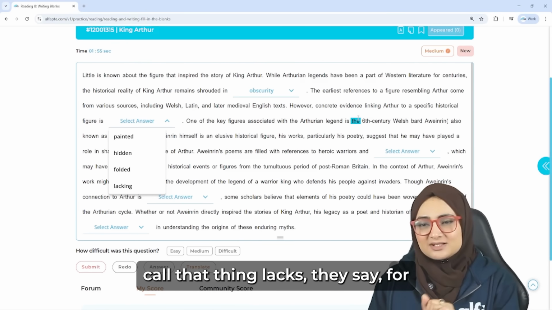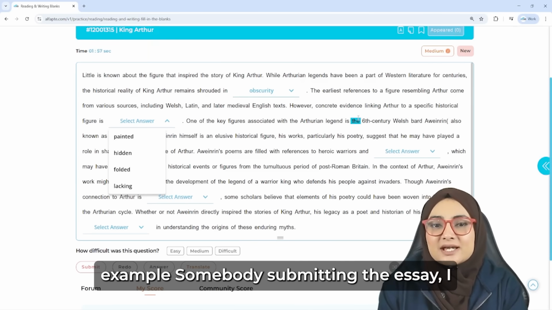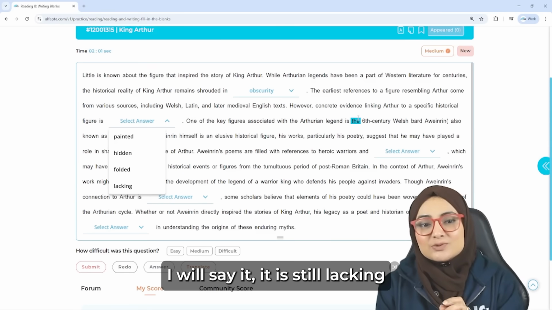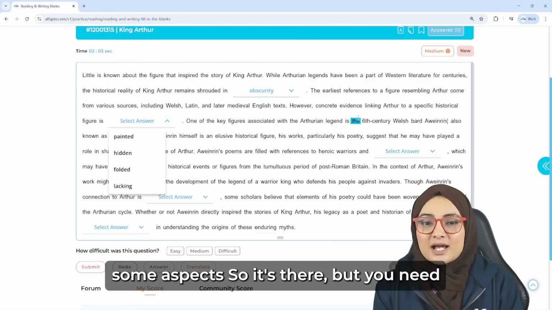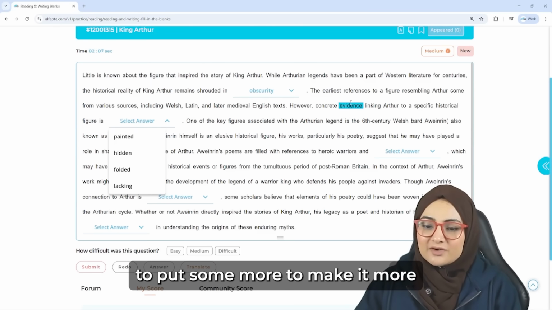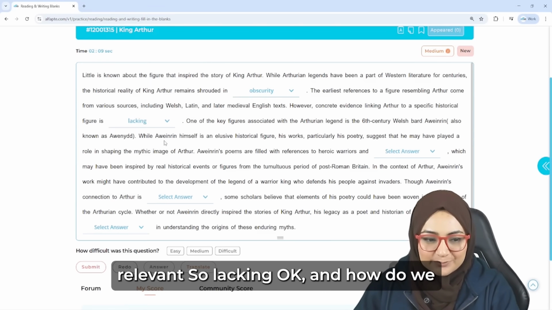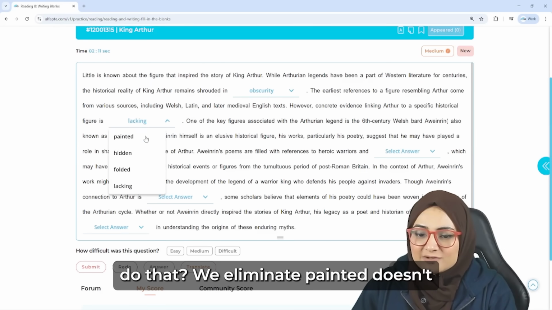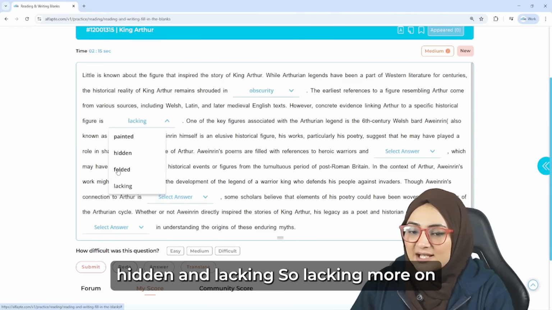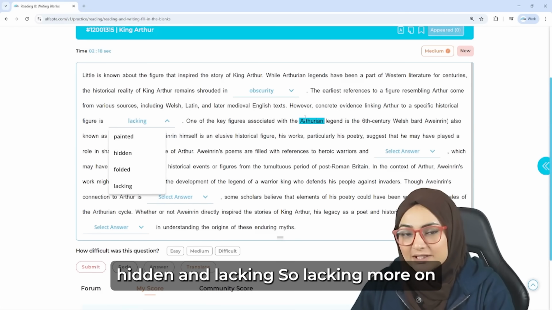Lacks. They say, for example, somebody is submitting the essay. I will not say that it has no content, I will say it is still lacking some aspect. So it's there but you need to put some more to make it more relevant. So lacking. Okay, and how do we do that? We eliminate. Painted doesn't, hidden, folded doesn't make sense. So hidden and lacking, no, lacking more concrete, contextual.